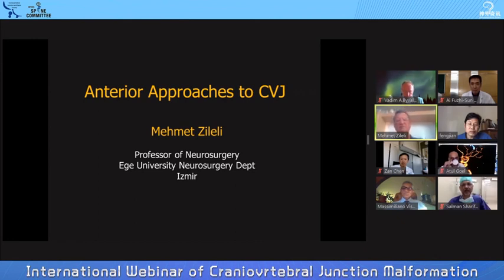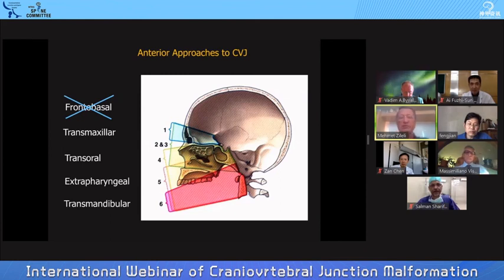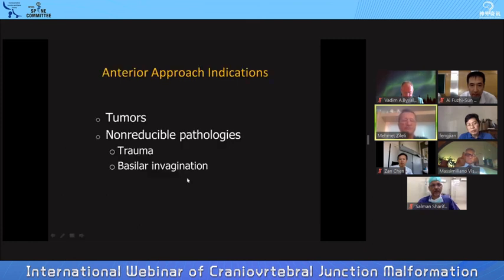My task this time is to remind you what the options are for anterior approaches to the craniocervical junction. Although we don't use them regularly, especially in basilar invagination, we may use them in other diseases like tumors, infections, and irreducible pathologies. These are the options. You can come from up to down: transmaxillary, then transoral, then extrapharyngeal, and transmandibular options.